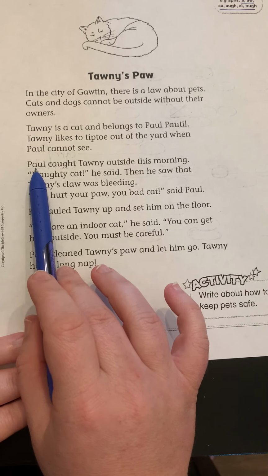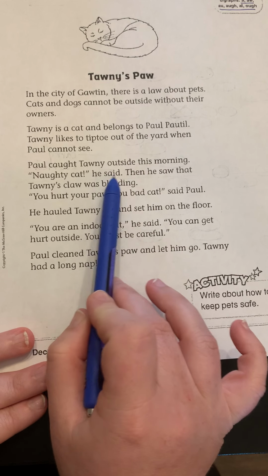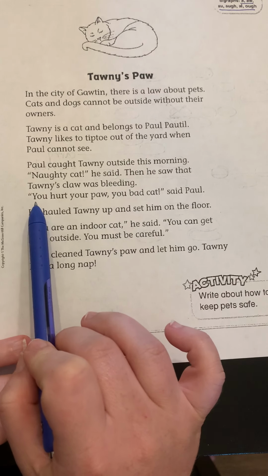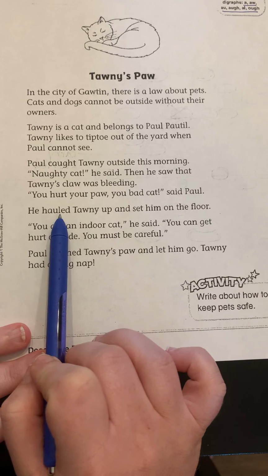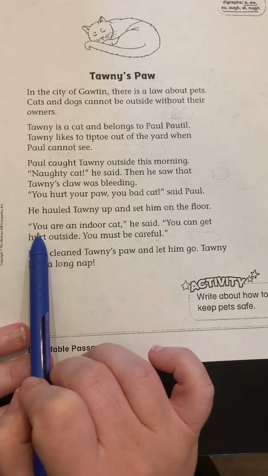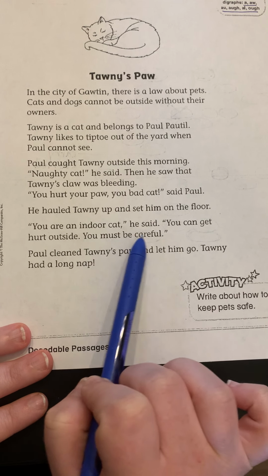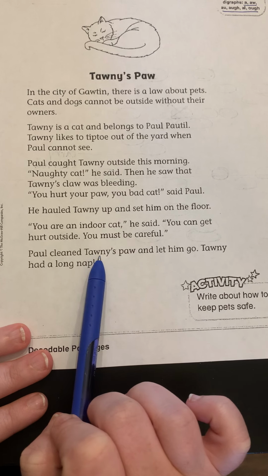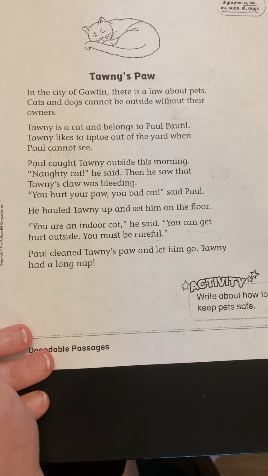Let's read. Paul caught Tawny outside this morning. "Naughty cat," he said. Then he saw that Tawny's claw was bleeding. "You hurt your paw, you bad cat," said Paul. He hauled Tawny up and set him on the floor. "You are an indoor cat," he said. "You can get hurt outside. You must be careful." Paul cleaned Tawny's paw and let him go. Tawny had a long nap.